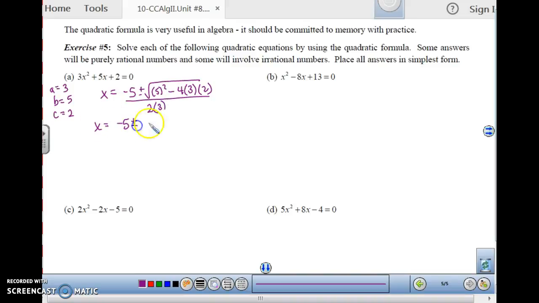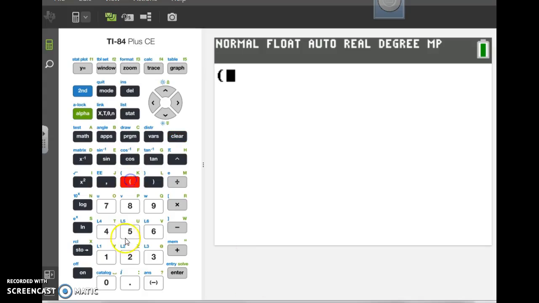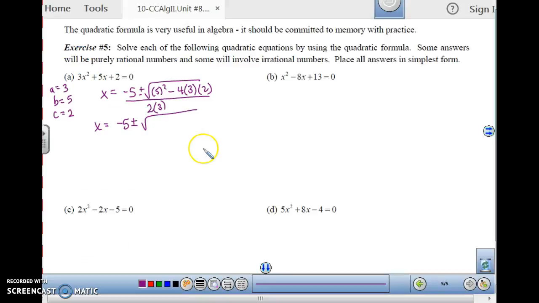Negative 5 plus or minus, all right, I'm going to put this whole thing in my calculator. 5 squared minus 4 times 3 times 2. And notice I'm using parentheses again, which is 1. So negative 5 plus or minus the square root of 1 over 2 times 3 is 6. So this is negative 5 plus or minus, what's the square root of 1? It's 1, over 6.